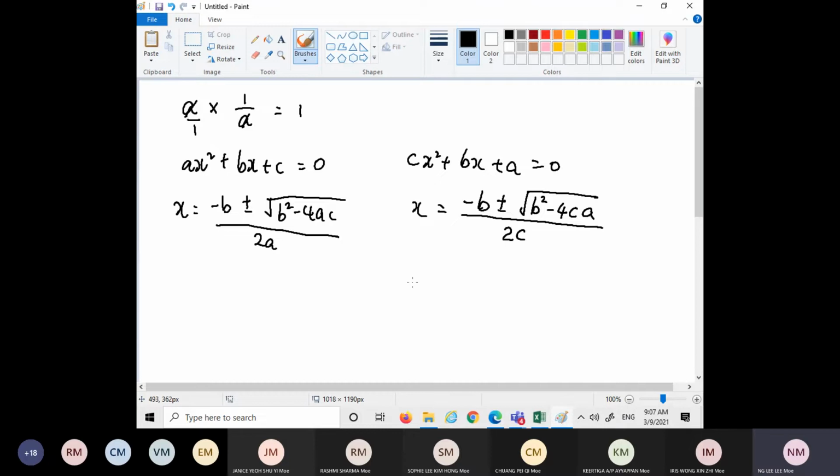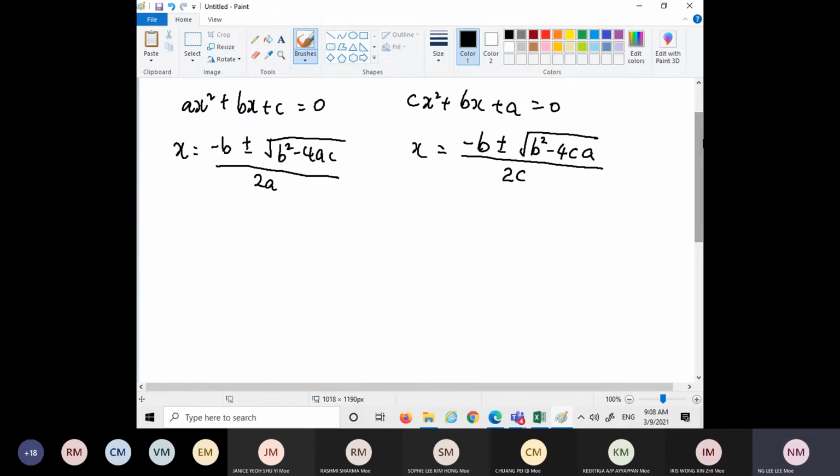Okay, so now I want to prove that this one is the reciprocal of this. So I just use this concept, the A times 1 over A concept. I'm going to times the two solutions, and I hope that I can get 1. If I times the two solutions and I get 1, it proves that the solution is a reciprocal of the other solution.